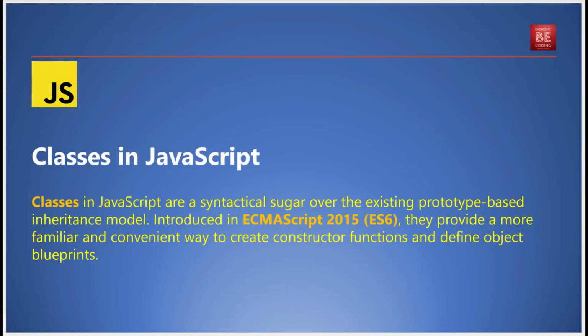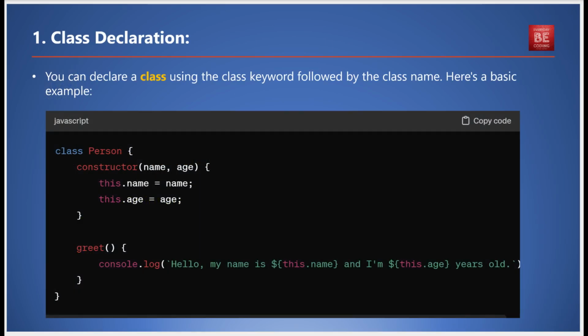Ever wondered how classes work in JavaScript? Well, classes, introduced in ECMAScript 2015, are a more convenient and familiar way to create constructor functions and define object blueprints. First off, declaring a class is straightforward. You use the class keyword followed by the class name. For example, imagine a basic class called Person with properties like name and age and a method to greet others.